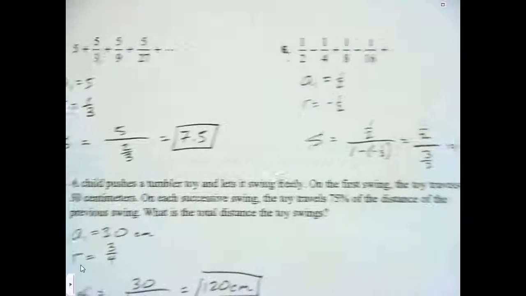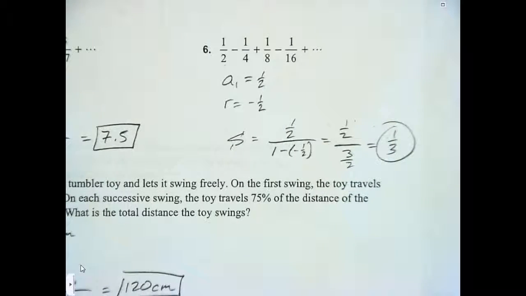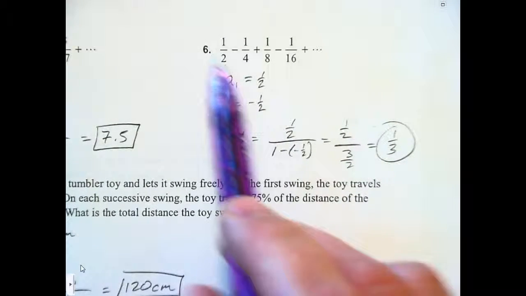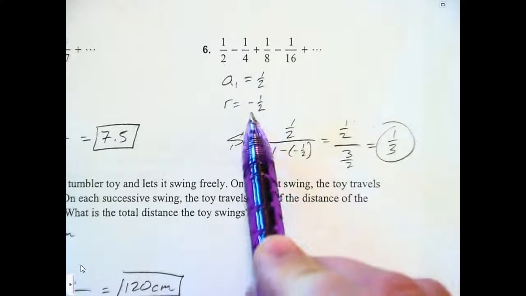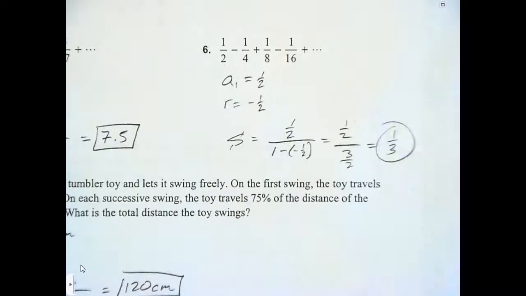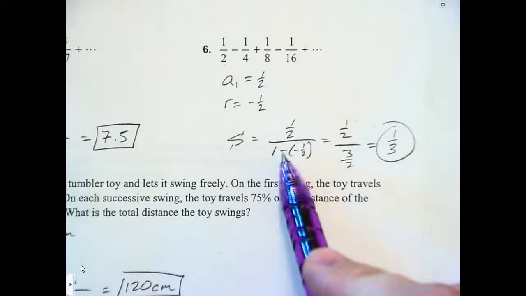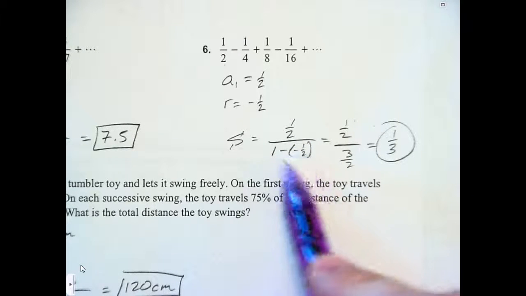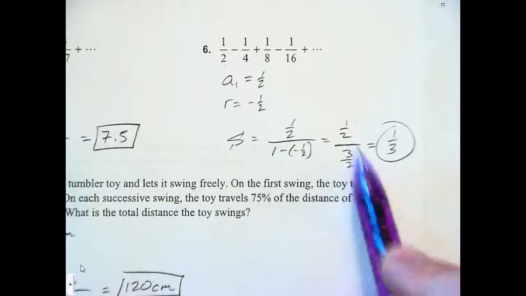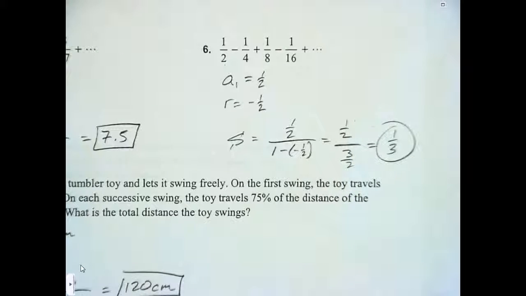Okay, number 6, same idea. A sub 1 is 1/2. R is negative 1/2. It's alternating positive, negative. Therefore, we have to be multiplying by a negative each time. You get 1/2 over 1 minus negative 1/2, which is 1 plus 1/2, which is 3/2. 1/2 divided by 3/2 is 1/3.